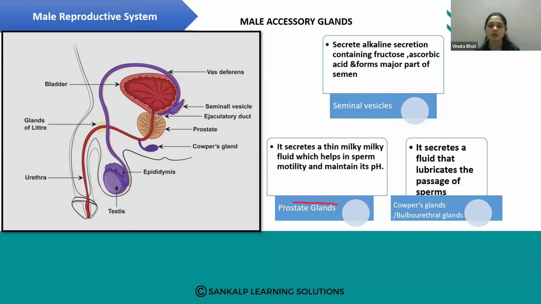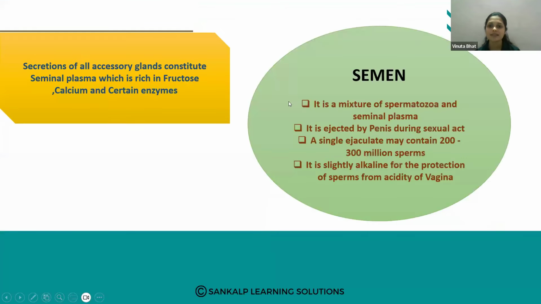Then what is the function of the prostate gland? It secretes a thin milky fluid which helps in sperm motility and maintains its health. So all these secretions provide nutrition and also increase lubrication. Okay, the bulbourethral gland or Cowper's gland secretes a fluid that lubricates the passage of the sperms. So all these together form the semen. Okay, then what is semen?